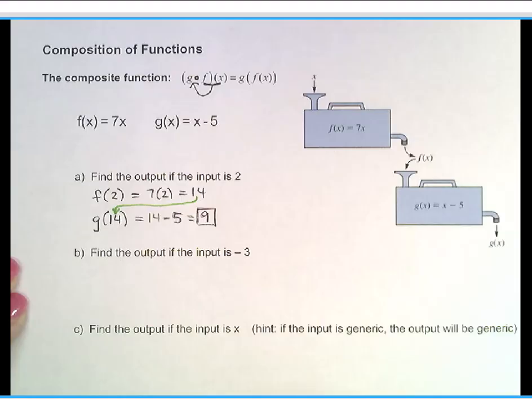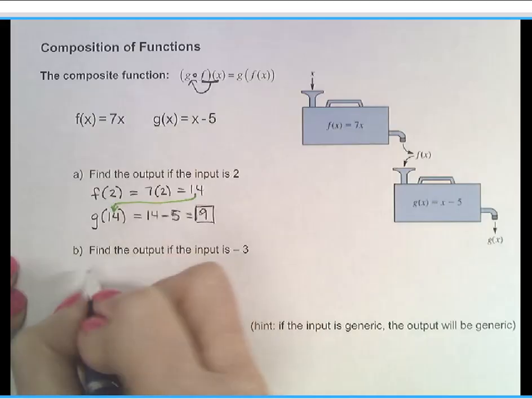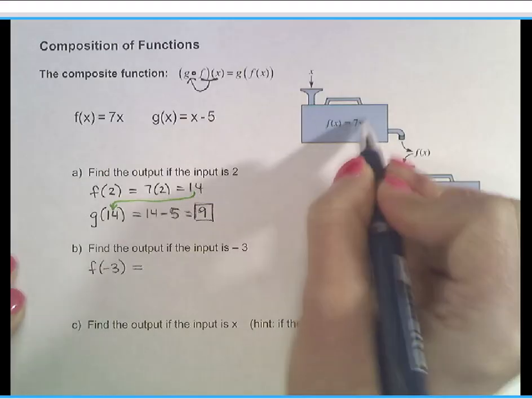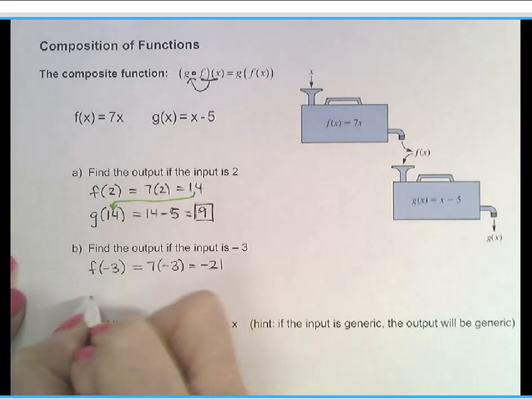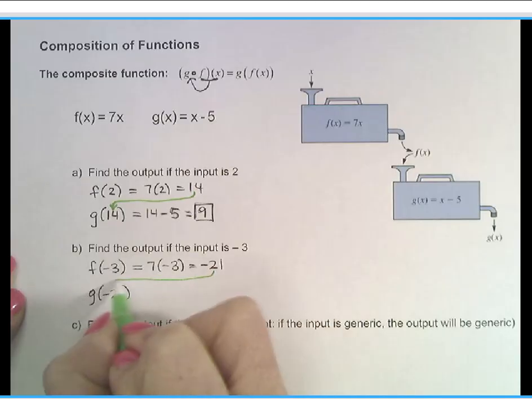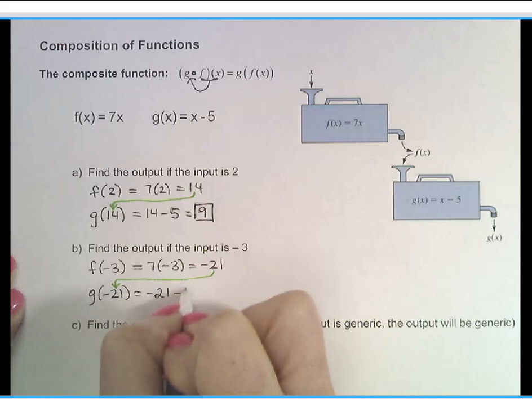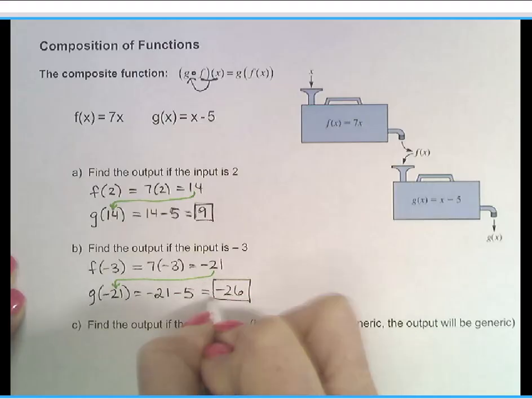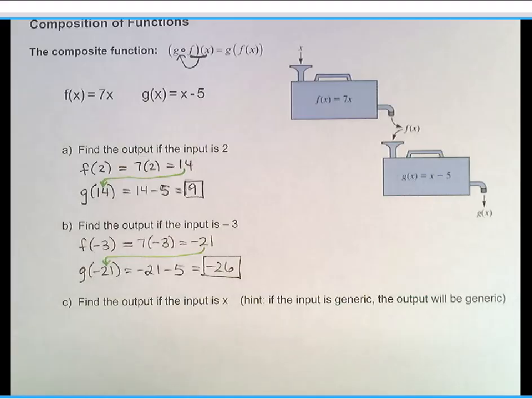Let's try another one. Find the output if the input is -3. Okay, so we're going to drop -3 into the top. So -3 is going to go into F, and it's going to multiply by 7 and give us -21. And then -21 is what we're going to drop into the G function. So -21 comes in here, and we subtract 5, and that's going to be -26. So that would be your output. So this is called a composition of functions, because you're combining functions together, you're composing them.